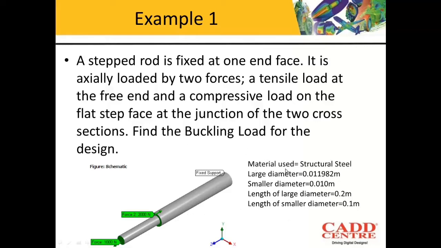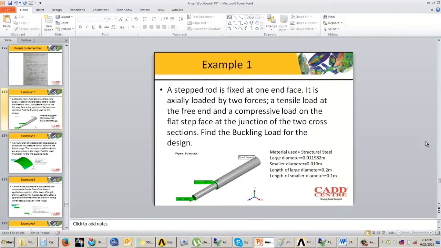The material that we are going to use for this analysis is structural steel. The large diameter is 0.011982, the small diameter is 0.010, the length of the large diameter section is 0.2 meters, and the length of the small diameter section is 0.1 meters. So let us perform this analysis in Ansys Workbench.